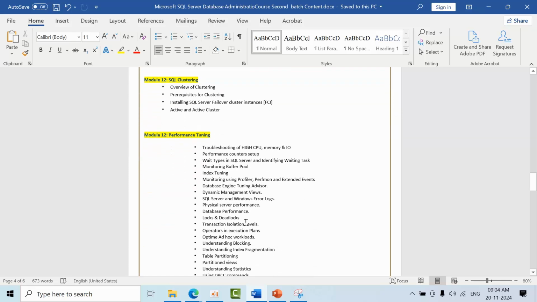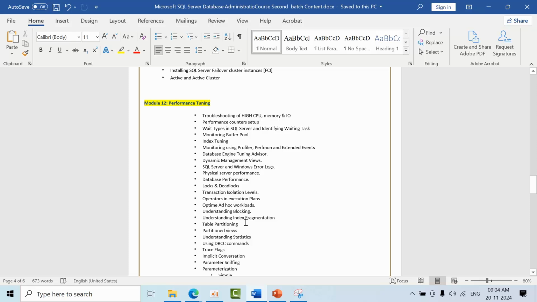Now coming to level 3, performance tuning. If we get high CPU or high memory, how we need to identify those queries and how we need to tune them. If it is not in our scope, how we need to contact the developer and work with the rest of the team members. Also, how we need to set up the counters.